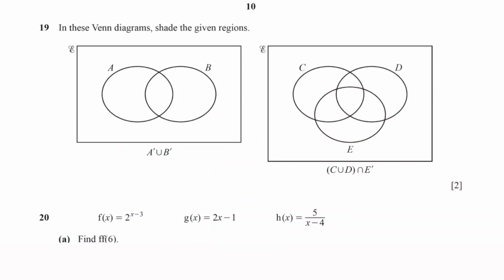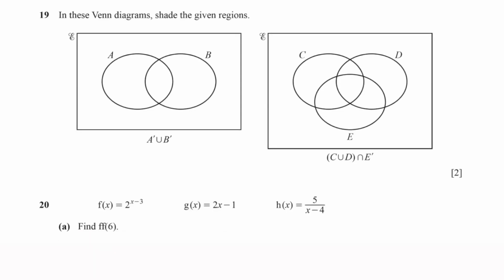Question number 19. In these Venn diagrams, shade the given region. I'll be using my method to teach you this one. What I can do is label all the segments as 1, 2, 3 and 4. So let's break A dash union B. What will A dash actually be? A dash means not A, leaving A, everything else should be covered, right? If I want to leave A, what else is there? 3 and 4 is there, correct? So I'll write 3 and 4.